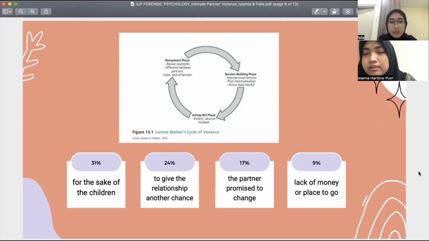In this slide, you can see an image of the Cycle of Violence by Lenore Walker. The first phase is the tension building phase. It includes interpersonal tension, poor communication, and the victim feels fearful. And the second phase is acting out, which includes a violent, abusive incident. And lastly, it usually ends with the honeymoon phase, which includes the abuser apologizing, affection between partners, and a calm lack of tension.